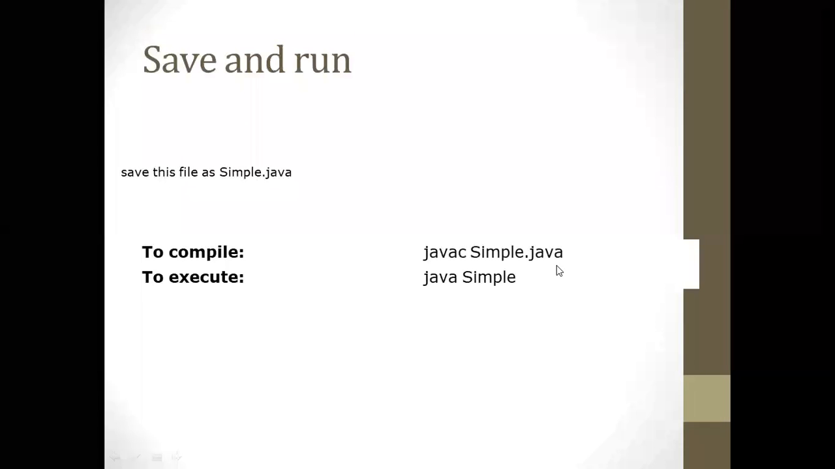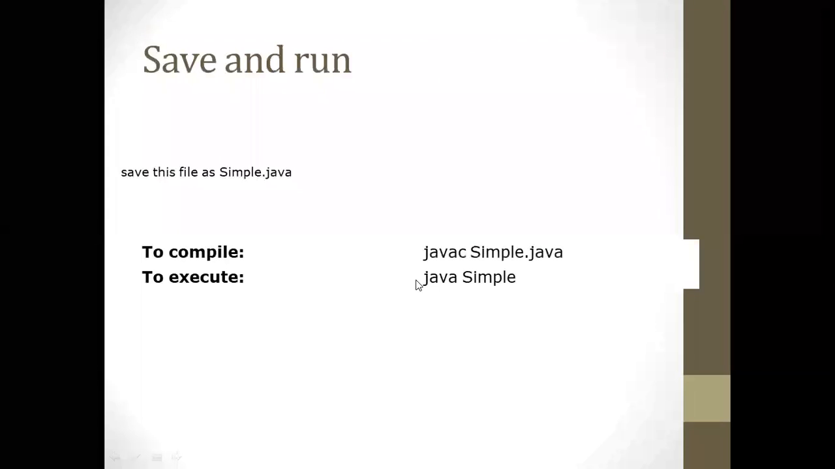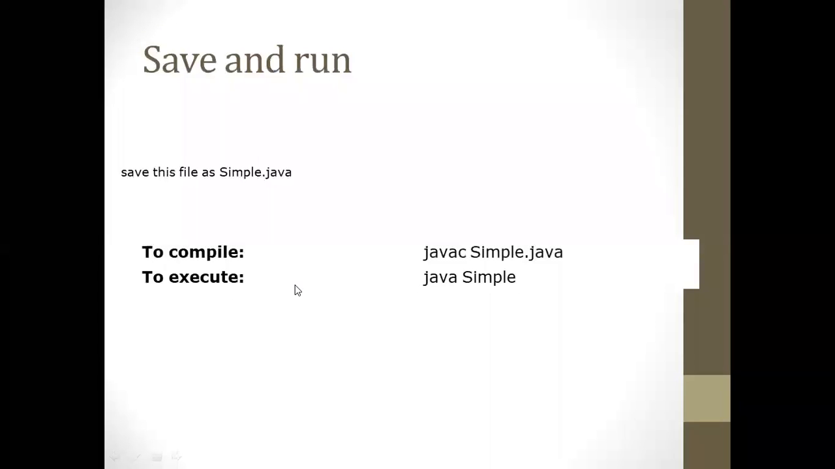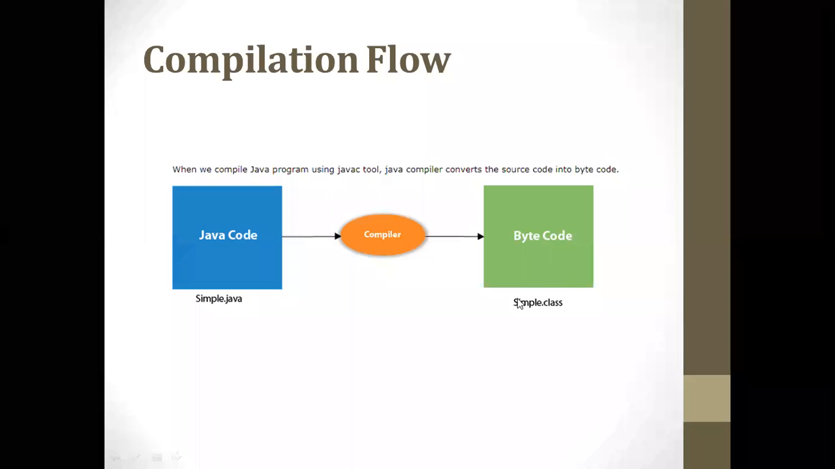Fine. Next is the same thing: in order to compile or execute, we require javac and java. These are basically tools that we use in order to compile and execute the particular Java program. Again, this is a simple code that we have created. The Java compiler is there, and after compilation it will produce that Simple.class over here.